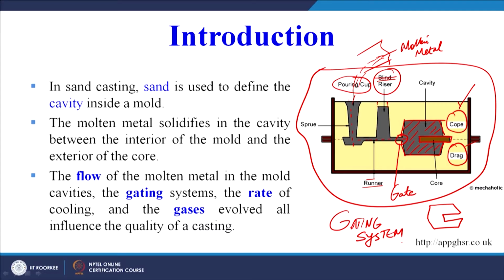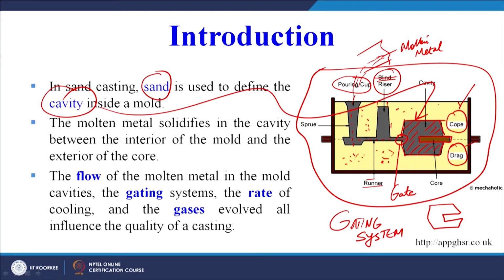So, this is the way the casting is done. All this yellow portion is basically sand, and therefore, the name sand casting. So, in sand casting, sand is used to define the cavity inside the mold. Which is the cavity? This is the cavity. The molten metal solidifies in the cavity between the interior of the mold and the exterior of the core. Now, this is the core.